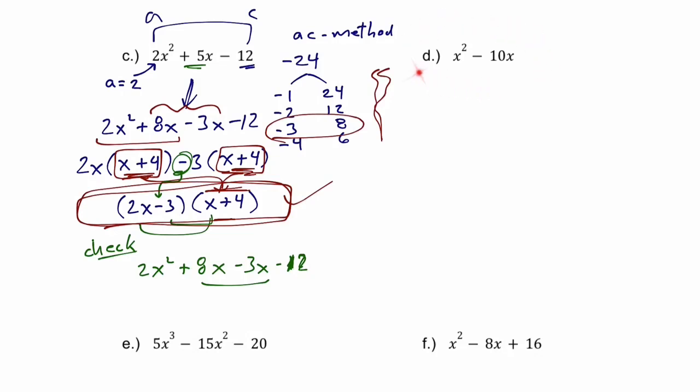Problem D, in some ways, is a very simple example. We have a binomial, and the only thing I can do with this is factor out the greatest common factor. So x is a factor of x squared. It's also a factor of 10x. So what's left behind is x minus 10, and that's it. If you only have two terms, the two options are it could be a difference of two squares, or it could perhaps have a greatest common factor. So it's always good to look for the greatest common factor of all the terms.